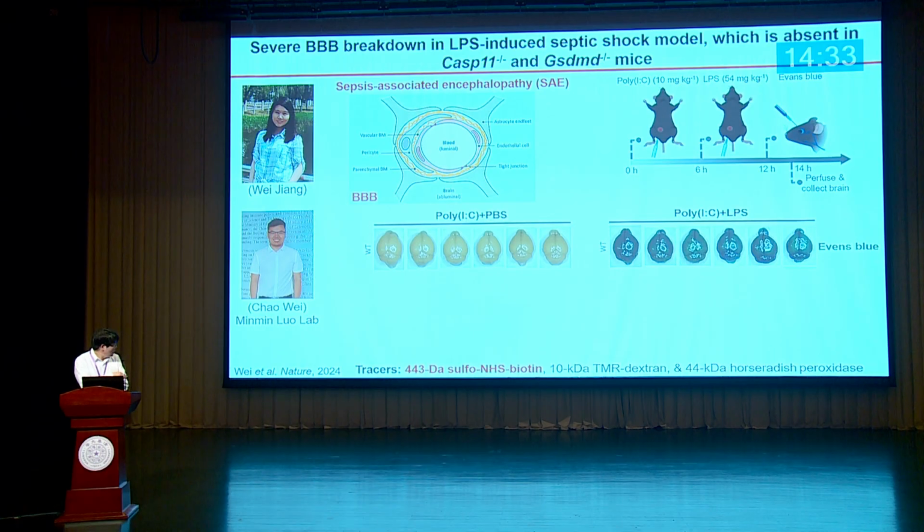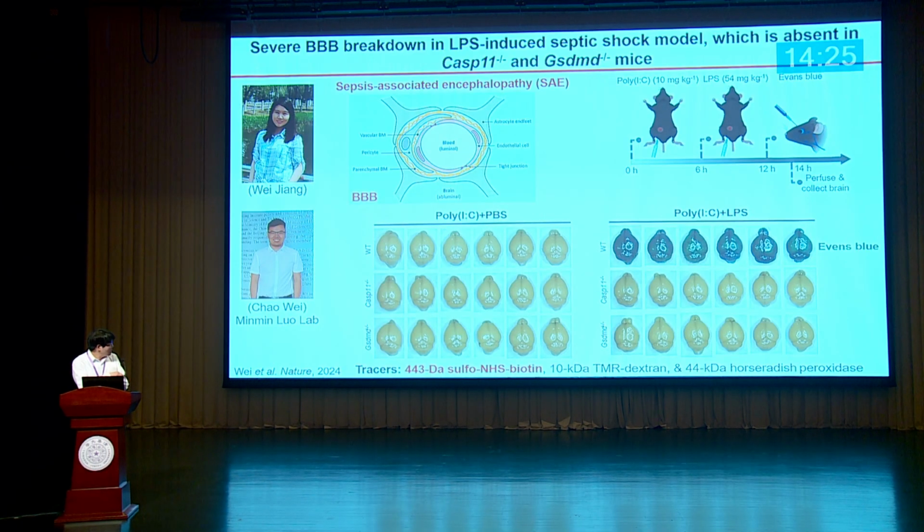And we can also show this using many other different BBB tracers that gave the same results. But if you do that in the caspase-11 or gasdermin D knockout mice, you completely block the high dose of LPS-induced BBB breakdown. So it's a black and white phenotype, or blue and white phenotype. It's very dramatic. So what is the underlying mechanism?